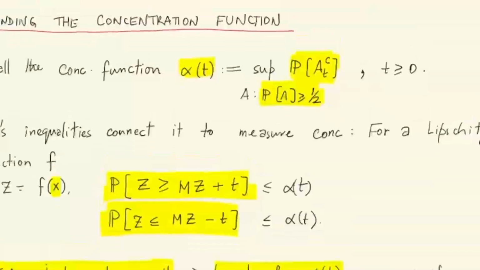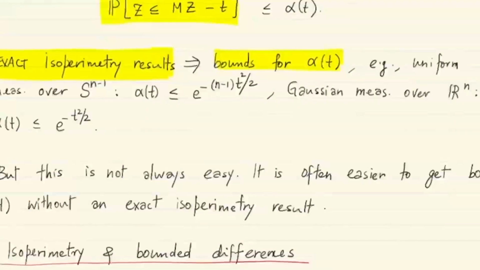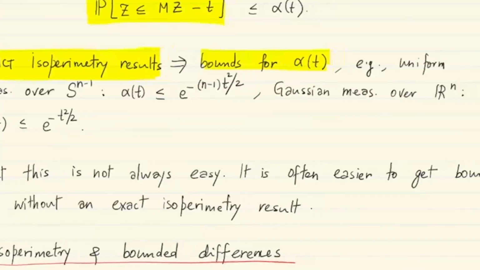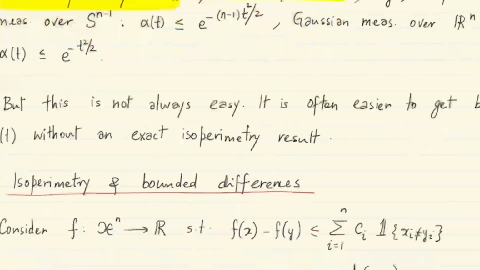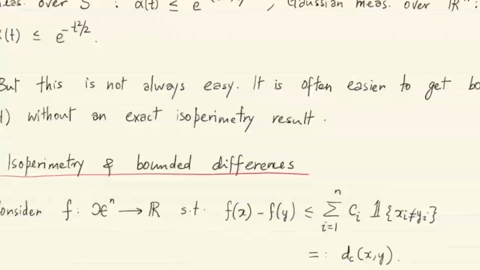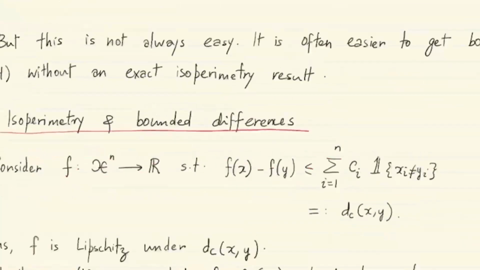But the unfortunate fact is that bounding alpha of t using exact isoperimetry results is not always easy. It is however easier to get bounds on alpha of t without exact isoperimetry results, and we will exhibit some of these techniques here. So the next section that we will start with is called isoperimetry and bounded differences, and this is about understanding how to prove or control the concentration function by exploiting bounded differences properties.